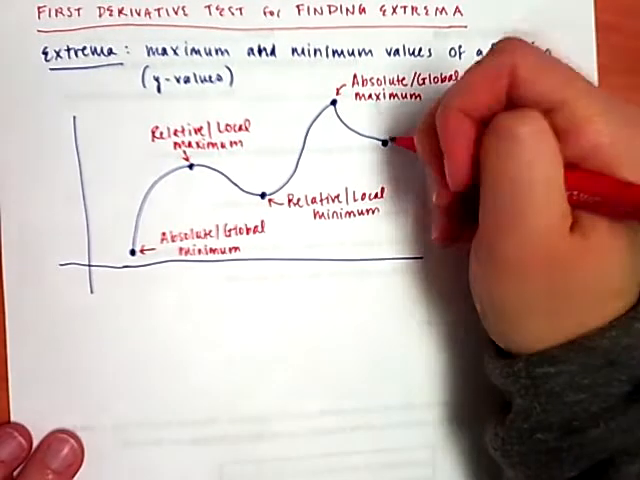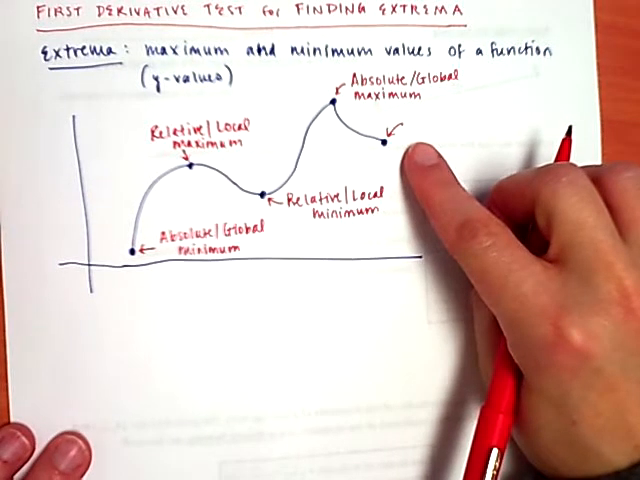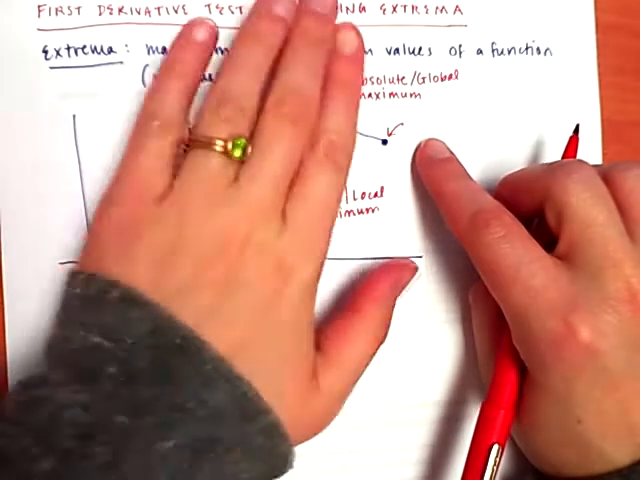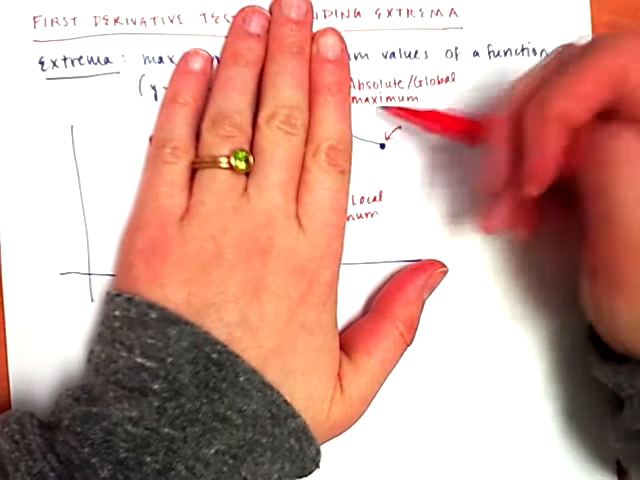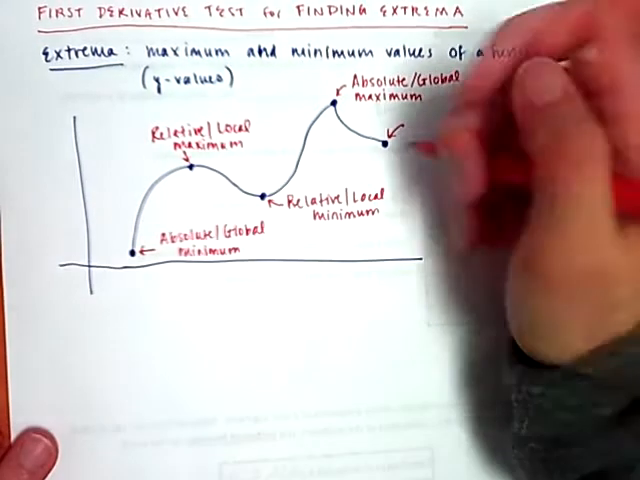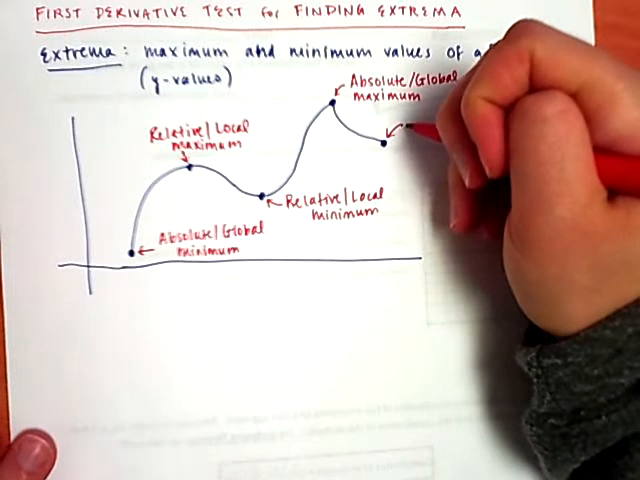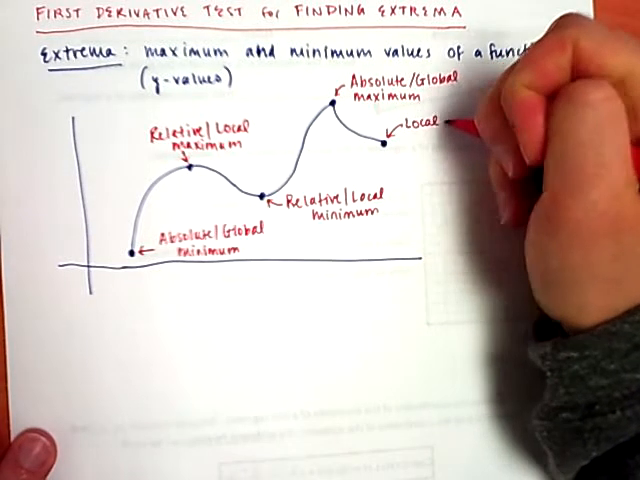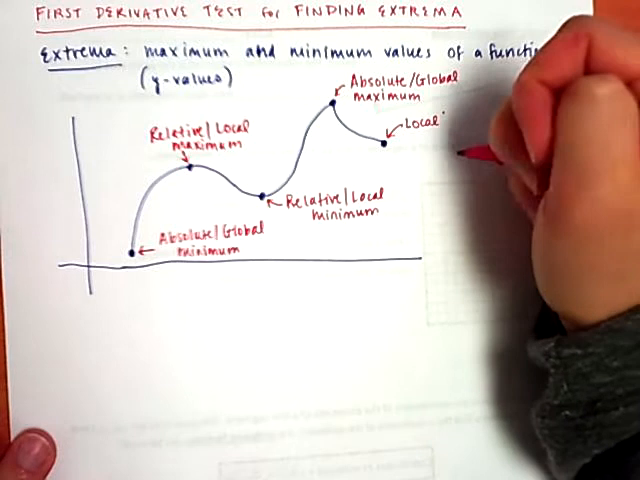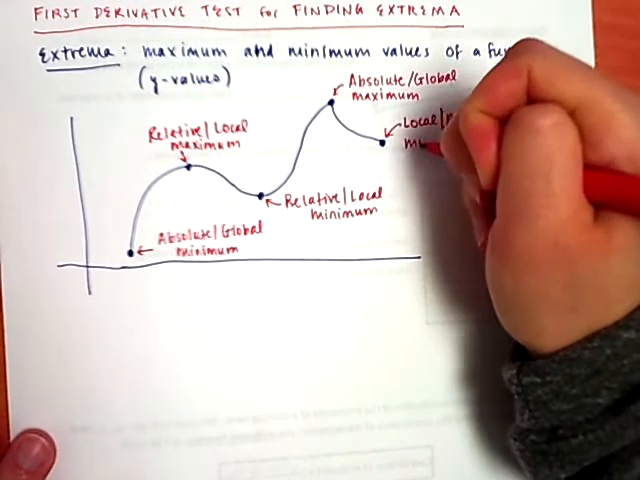And lastly, this endpoint we still think of as a local minimum, because if I zoom in just around here, any point close to it is higher than it, right? So the key understanding is that maxes and mins can happen at endpoints. Oh, local or relative minimum.